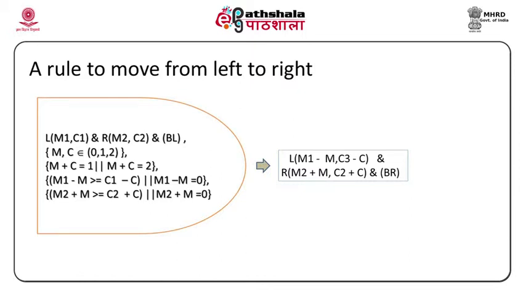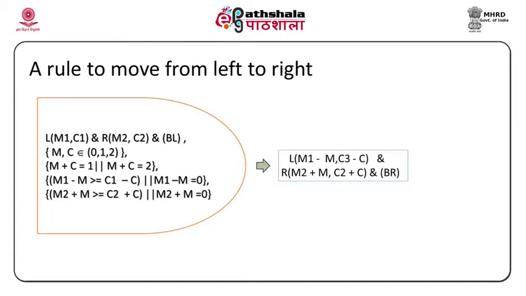Now, look at the 4 prerequisites again. What are the M, C values? They can be 0, 1 and 2, okay. We know we cannot have more. Why? Because we can't move 3 people across. Maximum values of missionary and cannibal can be 2. If missionaries are 2, cannibal is 0.